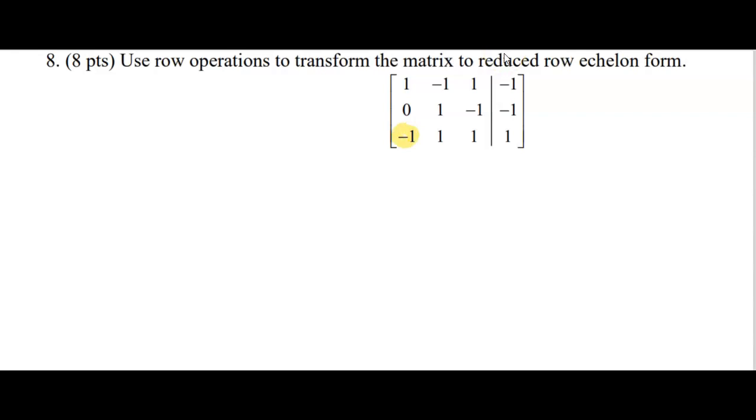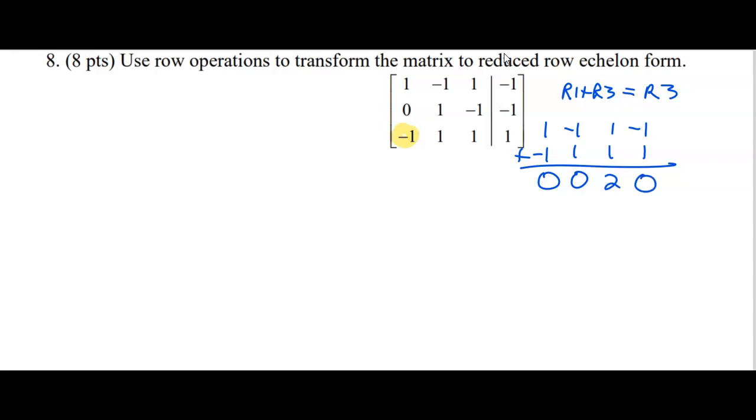What we can do is row 1 plus row 3. Row 1 plus row 3, and that will be our new row 3 when we're done. So row 1: 1, negative 1, 1, negative 1, plus row 3: negative 1, 1, 1, 1. Adding these together, we get 0, 0, 2, 0.